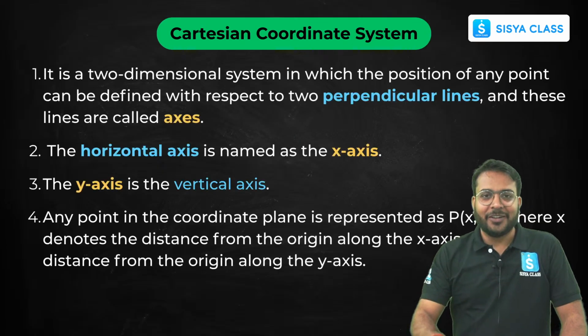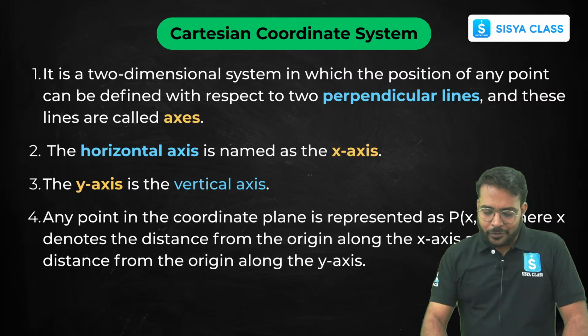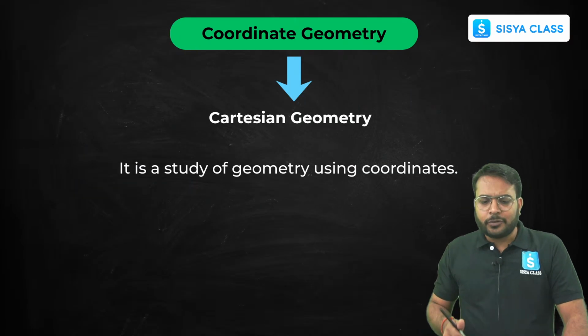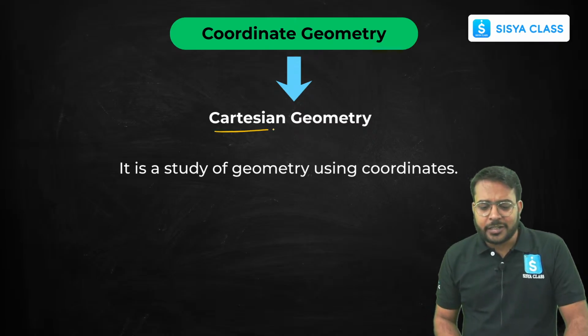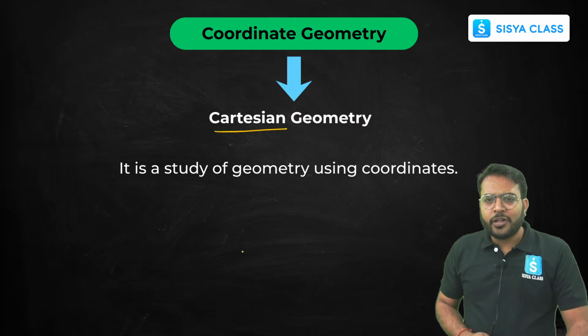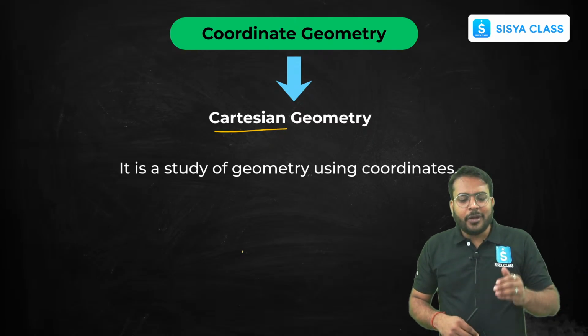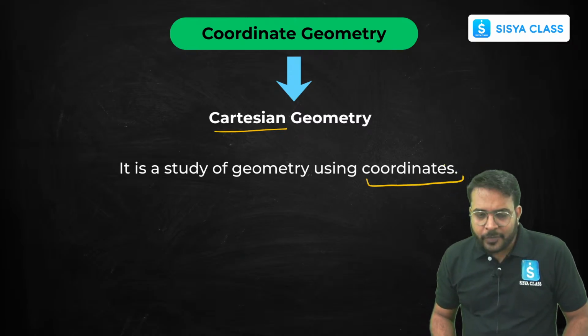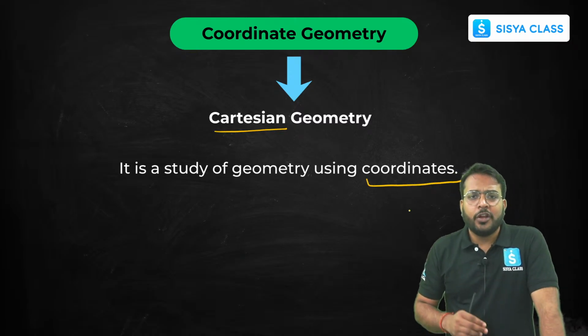Understood? Fine. So the first thing, beta, what is coordinate geometry? Sometimes it is also called Cartesian geometry. And what is meant by Cartesian geometry? Here, beta, we are going to study geometry using coordinates.